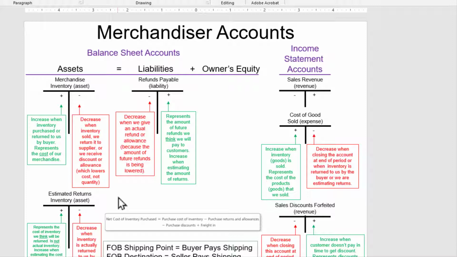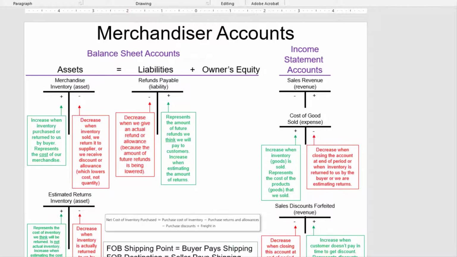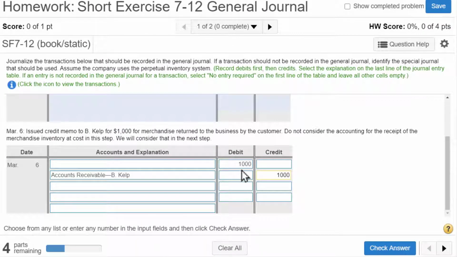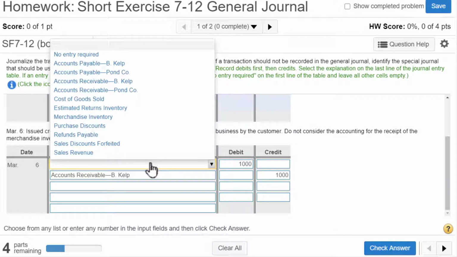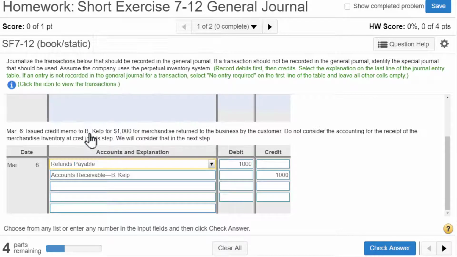So if all of our inventory sales were returned to us, we would have to lower this refunds payable account to 0, because we would have potentially no future returns because everything had been returned to us. So in this case, we will lower the refunds payable account, but of course not to 0. We're only going to lower it $1,000 because that's what we sold to the customer. So refunds payable is decreasing.